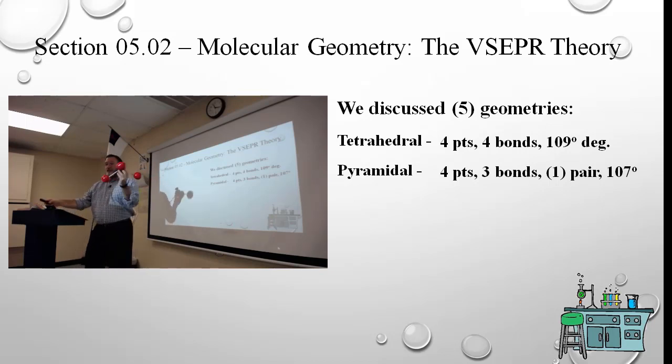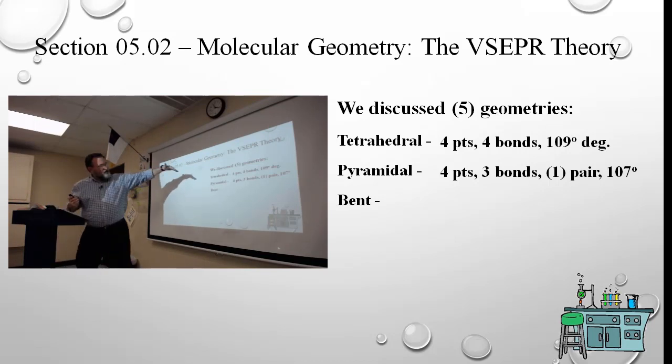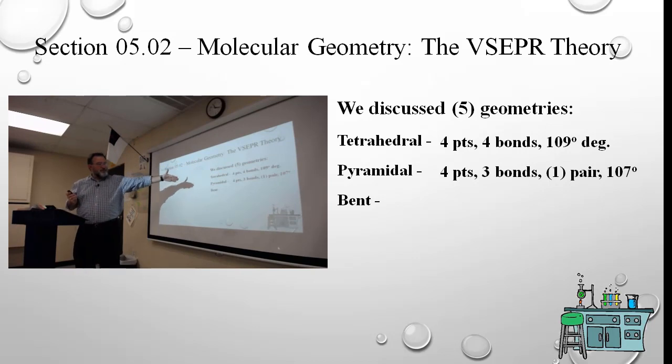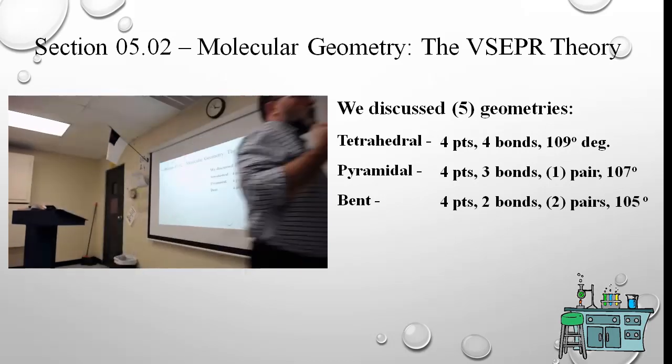Okay, one more shape based upon a tetrahedron, but it's not a tetrahedral. What was that one? Molly. It's a bent. Okay? So we had a full tetrahedral, 4 points with 4 bonds, and then we have pyramidal with 4 points and 3 bonds. Can you guess what a bent is? Yeah. 2 bonds and 2. Okay, so it still has 4 points, but it has 2 bonds and 2 pairs.